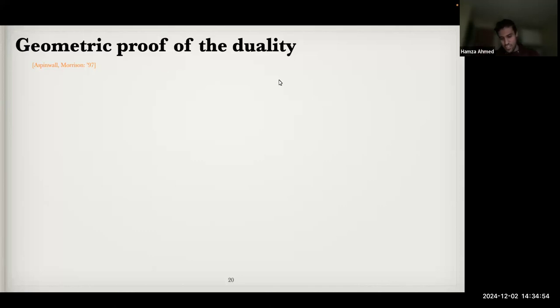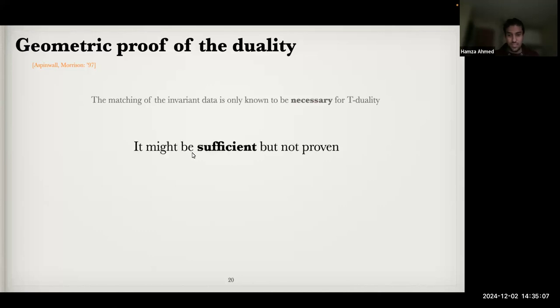So far, I've said that the data I showed you on the previous page is known to only be necessary for T-duality, and there's no proof yet, at least in the way I think, that it's sufficient. To counteract this, we use what Aspinwall and Morrison did many years ago, showing that the SO(32) and the E8 times E8 theories are T-dual, and they used F-theory. We'll basically use the same techniques, but now apply them to little string theories.